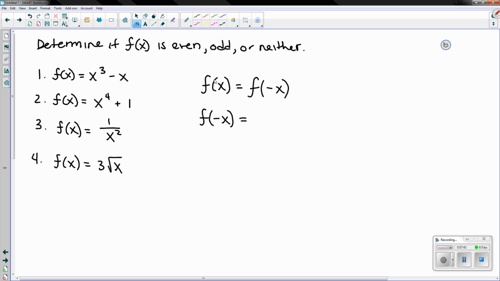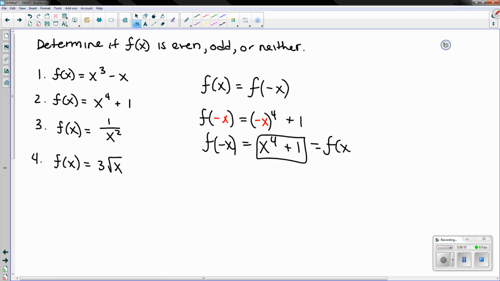So to find f of negative x, we're making a substitution. Again, if it's difficult to see, we're taking that x and we're going to replace all of them with negative x's in the function. So we had x to the 4th plus 1. So now what we're going to do is replace that x with a negative x. Now we're just going to clean this up. So negative x to the 4th is going to be x to the 4th plus 1. So we can see that f of negative x, x to the 4th plus 1, is equal to f of x, and therefore it is even by definition.